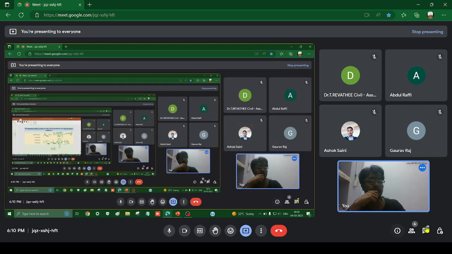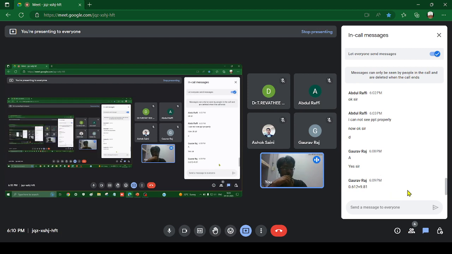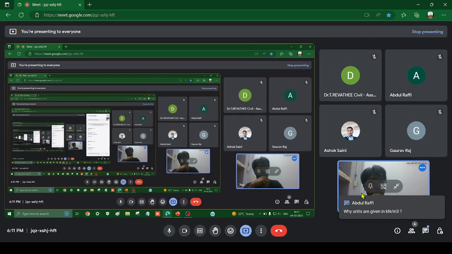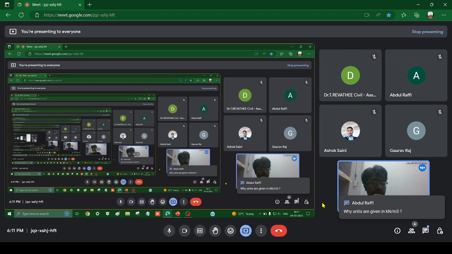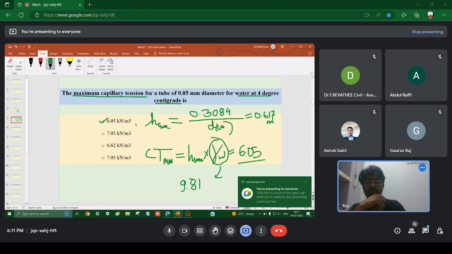Any doubt? Anyone? Yes, someone has some doubt? Why units are given in kilonewton per meter cube? Which unit? Capillary tension. Yeah, I have said in the beginning the units are wrong over here. Please correct it yourself. I haven't corrected it yet. Okay, the units will be in kilonewton per meter square. I'll just correct it now.